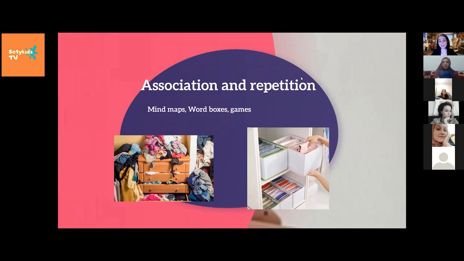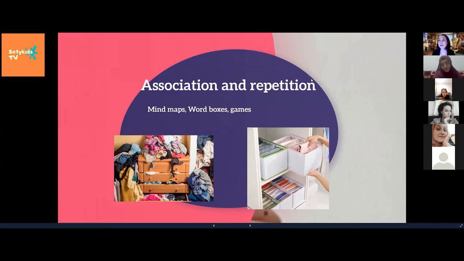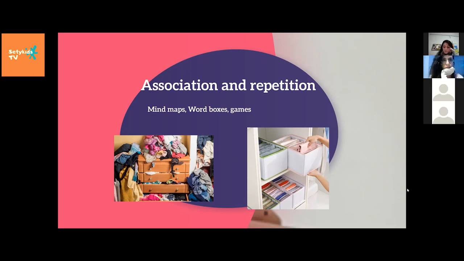Okay, the recalling, association and the repetition part. By looking at these two pictures, I want to ask you, how do you interpret these two pictures? You can write your ideas in the comment, or just raise your hand, or without raising your hand, you can talk. What does this mean? Association, repetition, remembering the words. Any ideas?